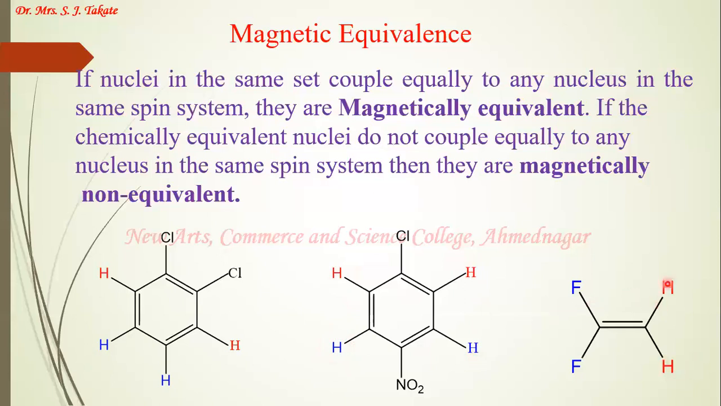Now look at these two hydrogens, the red hydrogens. They are present on an olefinic carbon atom. So this hydrogen, if you check, is cis to this fluorine, while this hydrogen is trans to this fluorine. So this means that these two hydrogens do not have the same relationship with this third atom, or third different nucleus. Therefore, even though the two protons are chemically equivalent, they are magnetically non-equivalent.